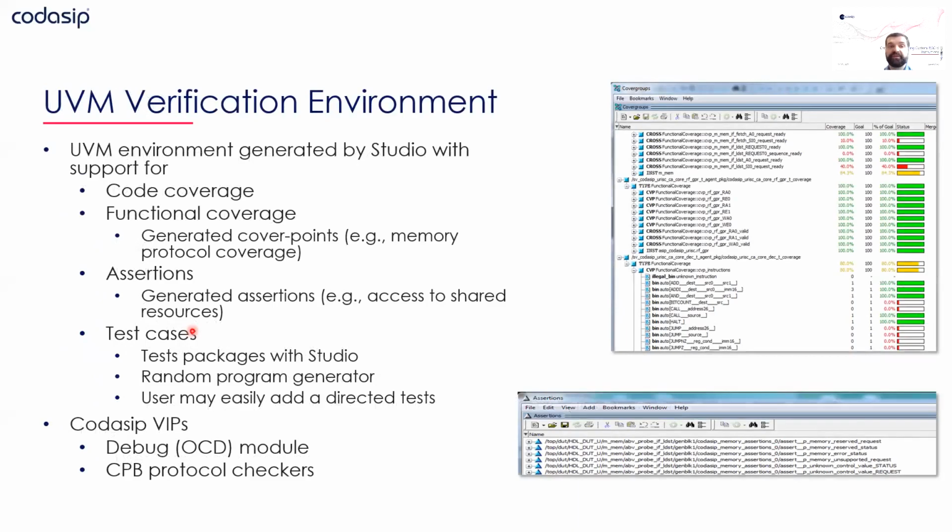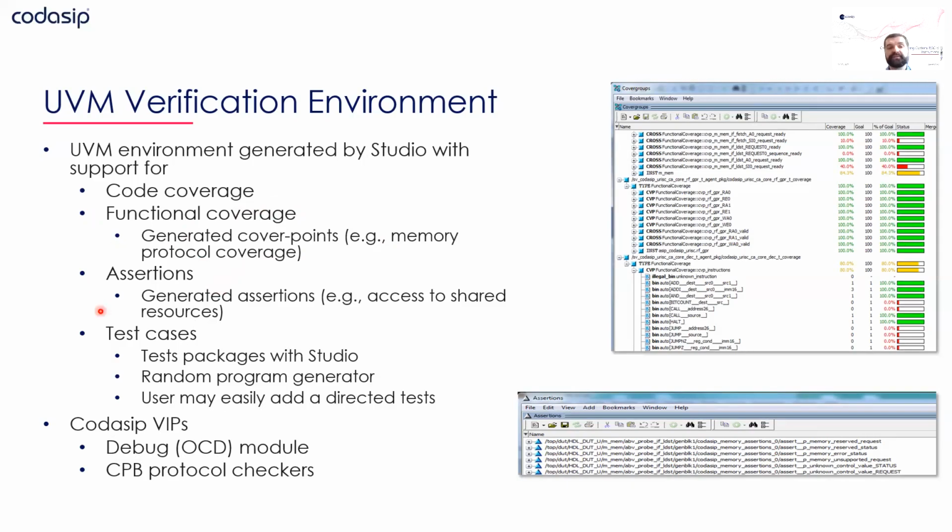If we look at the verification environment itself in more detail, again, it's UVM based, and there are a couple of features embedded in this environment, such as code coverage, which means that you can really simply see the line coverage, the condition coverage, and these kinds of things. Then we also added some functional coverage points, which means that you can check the protocols that are used on the memory interfaces. You can also see how the register file is covered, how the instruction set is covered. So this is part of the generated environment automatically.